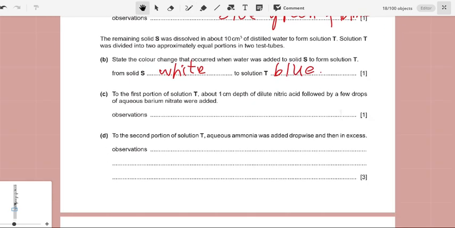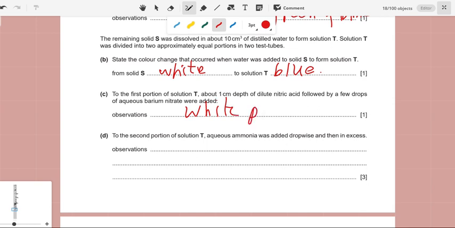Okay, next question is, to the first portion of solution T, about 1 cm depth of dilute nitric acid followed by a few drops of aqueous barium nitrate were added. So what will be the observation? Here, when we use barium nitrate in the presence of dilute HNO3, the nitric acid, it will show a white precipitate.